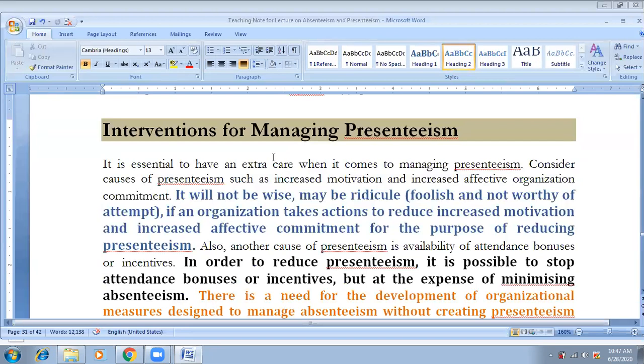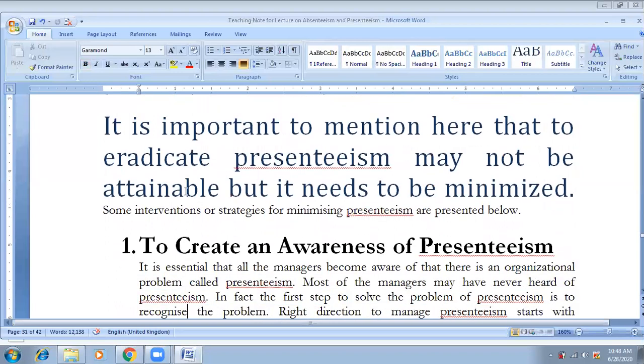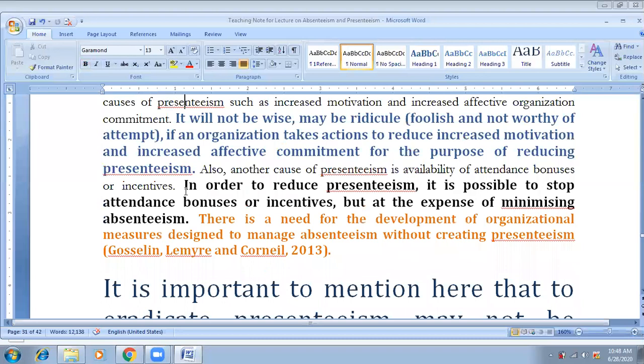Intervening, or managing interventions, right? Managing presenteeism through strategies, which can be called interventions. So what are the interventions for managing presenteeism? Right. One is this, to create, and these things, please, by reading you can understand.